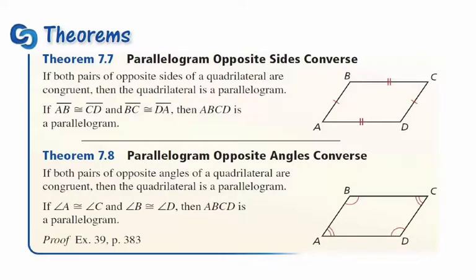Alright, so we've got two theorems here, and we've really already talked about this, but this is just the converse. So the converse says, hey, if you have opposite sides that are congruent, well, guess what? It's a parallelogram. And if you have sets of opposite angles that are congruent, guess what? It's a parallelogram. So it is literally just the opposite or the converse of what we talked about yesterday.